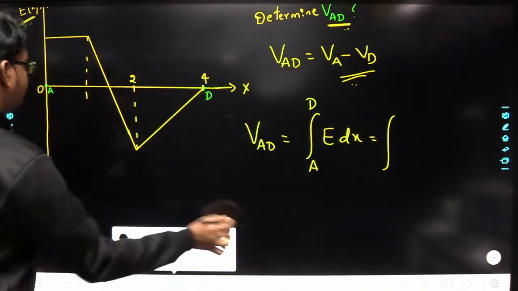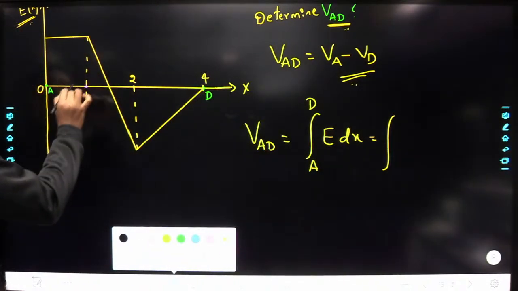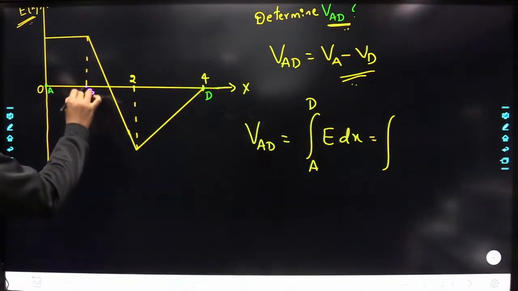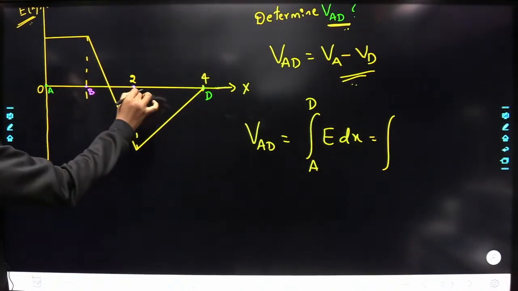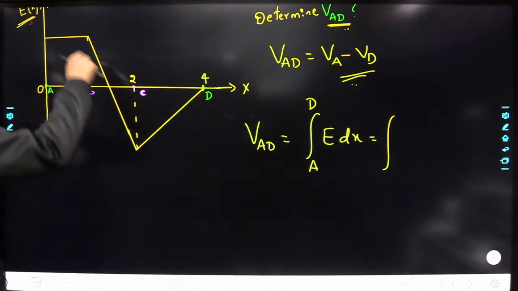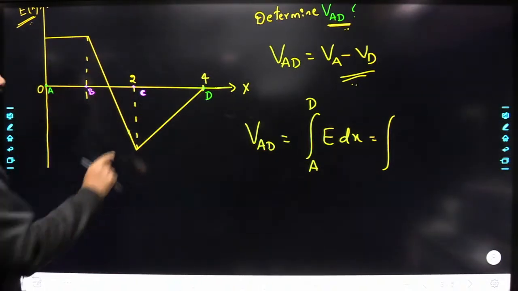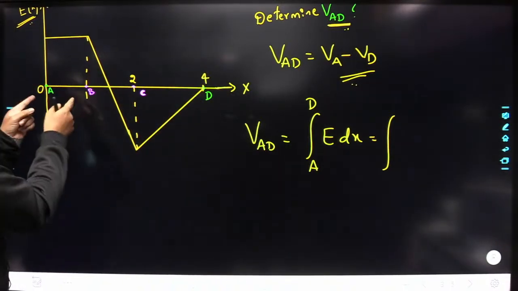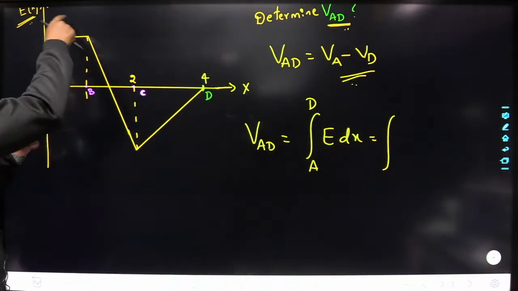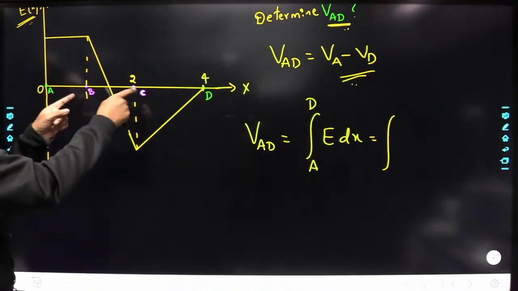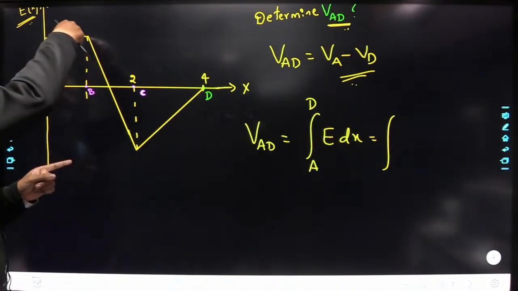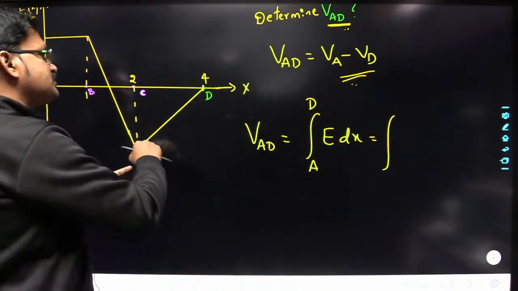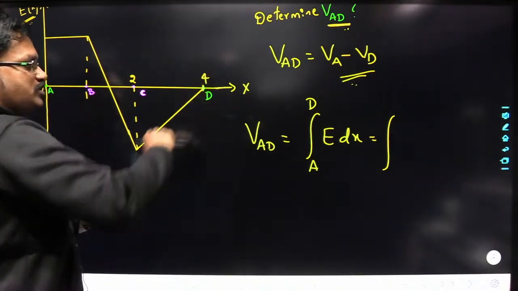from A to this point, the electric field is constant, yes or no? So I am considering this point as B, and from B to C, let us say this point is C. Okay, so from B to C, the electric field is varying in this manner, and then again from C to D, the electric field is varying in this manner. Understood? Okay, so the electric field is varying from A to B, which is constant, and then from B to C, it is just like a straight line with a negative slope, and from C to D, it is just like a straight line with a positive slope, right?